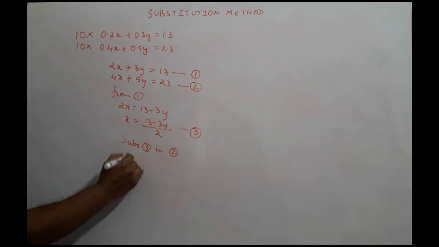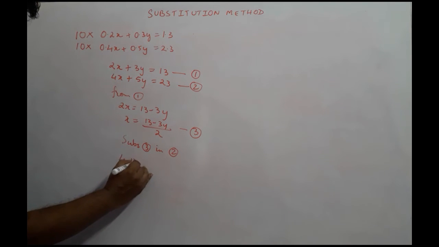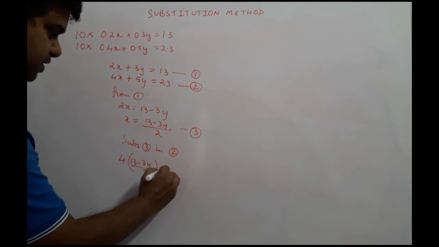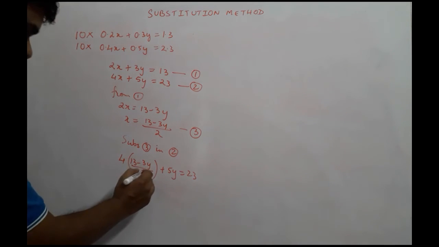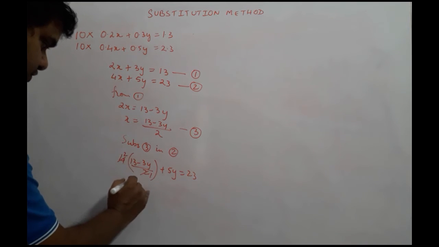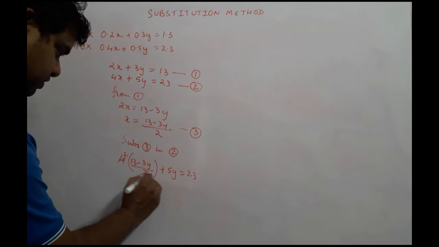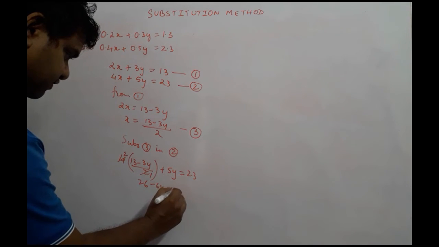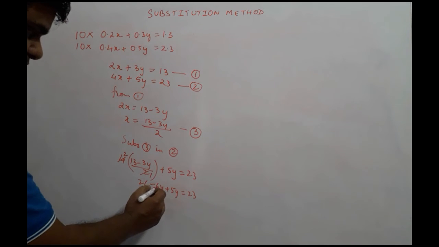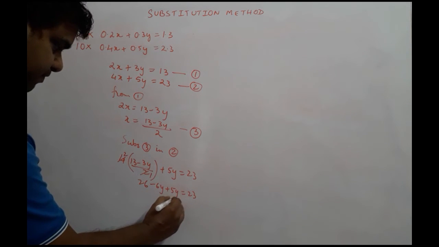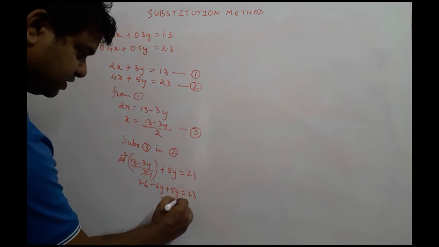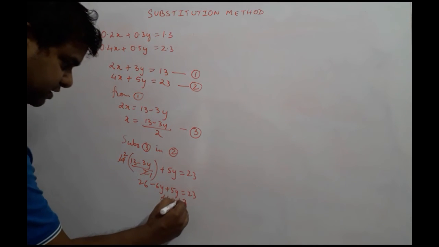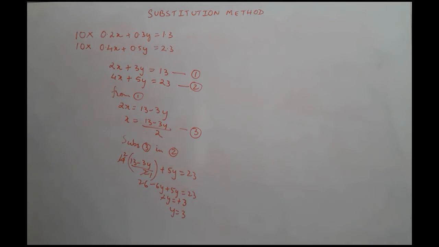So 4, instead of x we put 13 minus 3y upon 2, plus 5y equal to 23. We can cancel this out. 2 1s are 2, 2 2s are 4. 2 into 13 gives us 26 minus 6y plus 5y equal to 23. Minus 6y plus 5y will give us minus y, and 26 when it goes on the other side becomes negative. So 23 minus 26 will give us minus 3. This cancels out and we get y equal to 3.